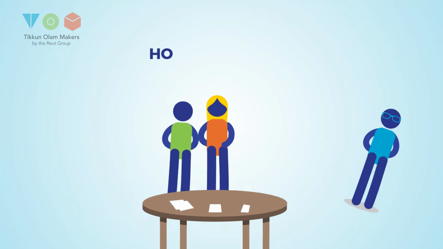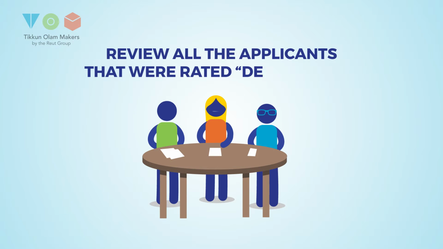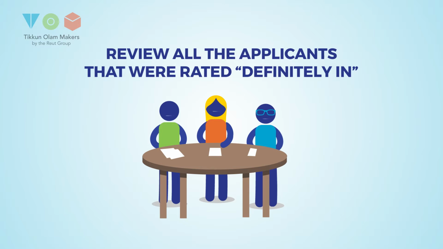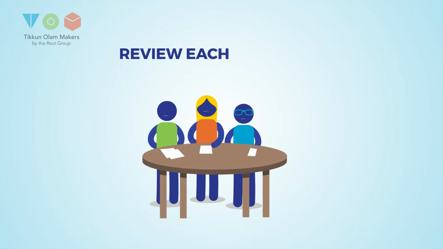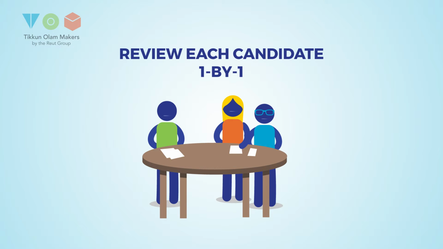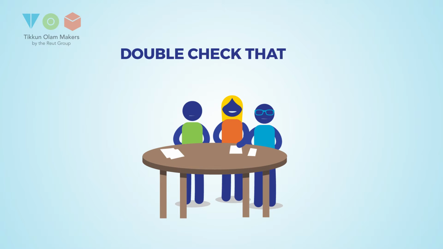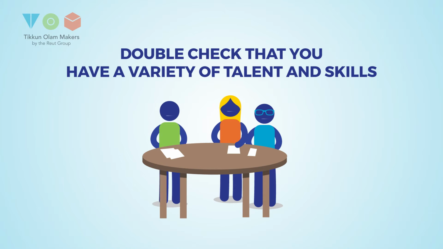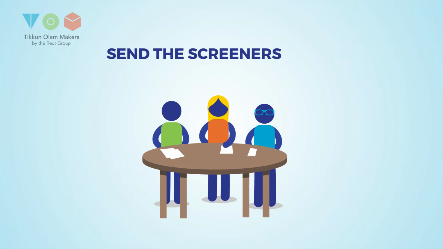Start off by announcing how many spots you have to fill. Review all the applicants that were rated definitely in. If there are too many talented candidates, as is often the case, cut the list by reviewing each candidate one by one. If there aren't enough talented candidates, review the maybes. Double check that you have a variety of talent and skills you may need for all the challenges. Say thank you and send the screeners home.